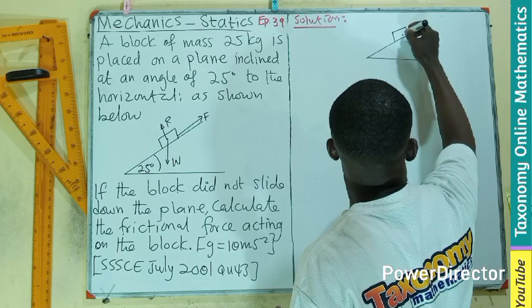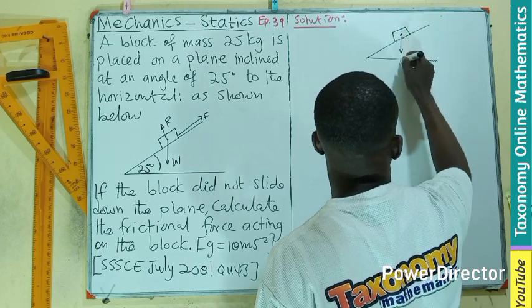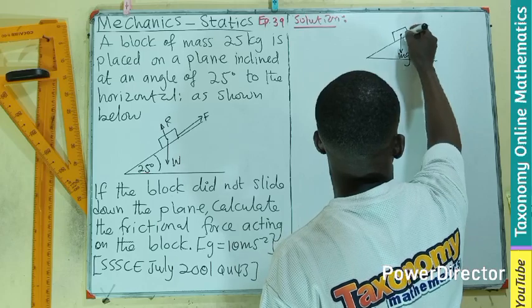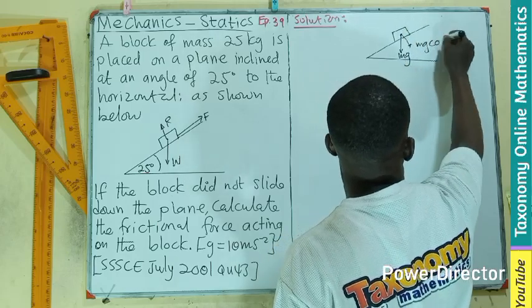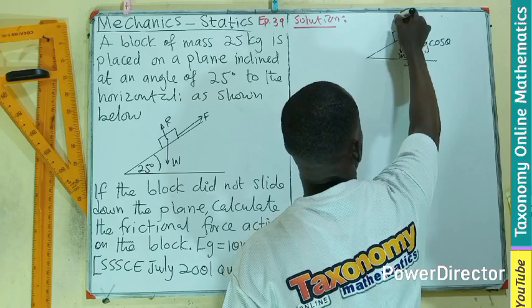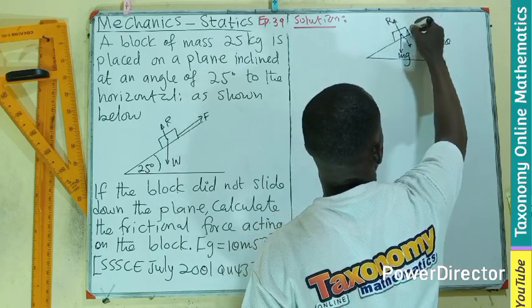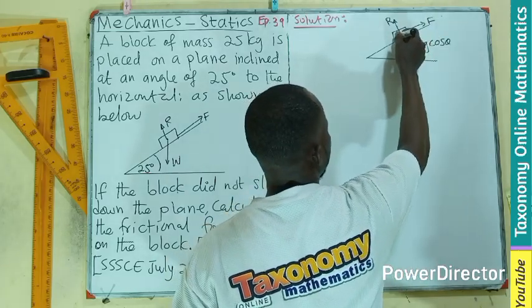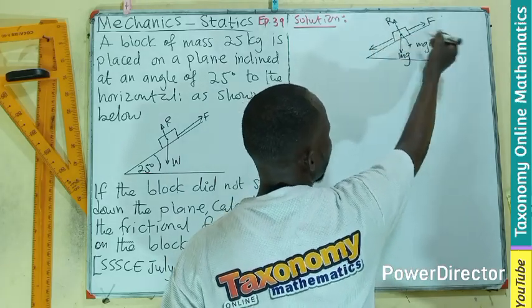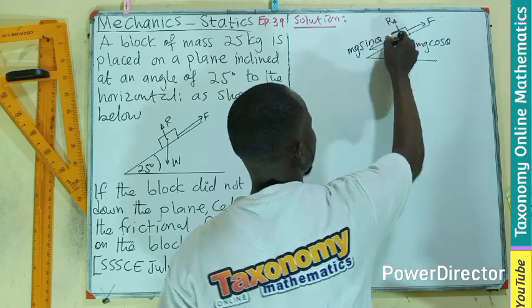If I have this as the force and this being the weight, which is going to be mg, there's a downward force here, which is mg cos theta, and there is an upward force here, which we call the normal reaction. This is the friction, and this is the force of gravity pulling the body down, which is also mg sine theta.